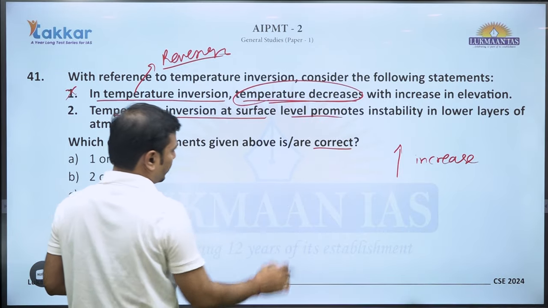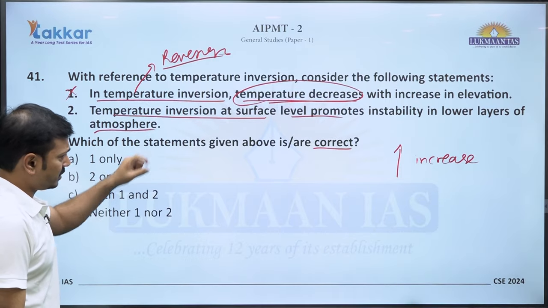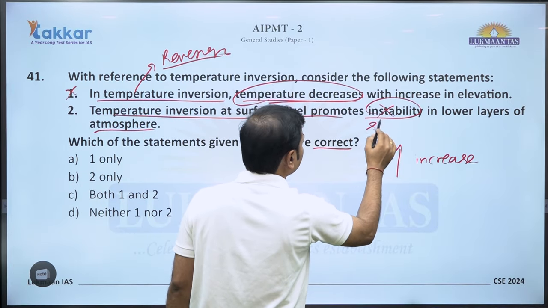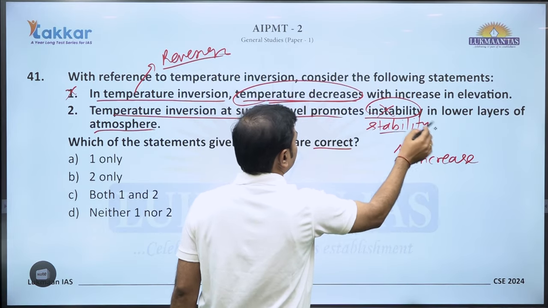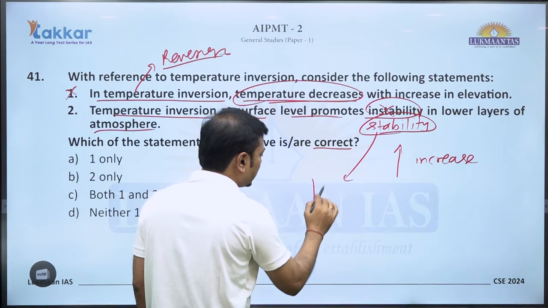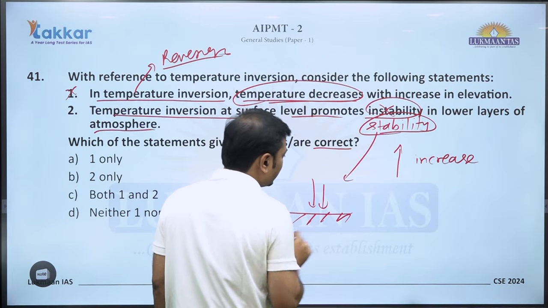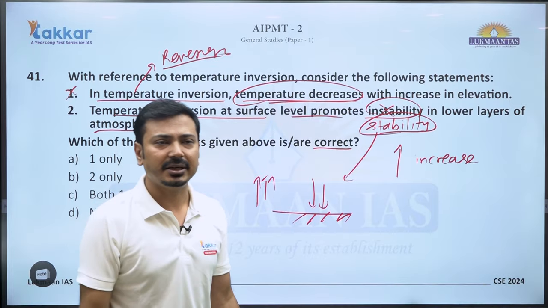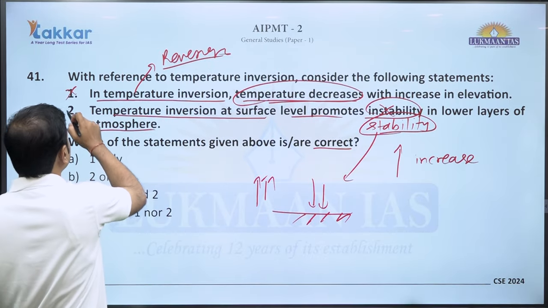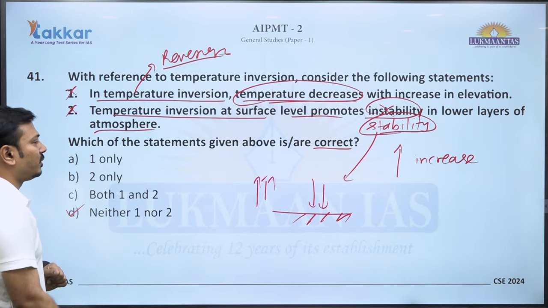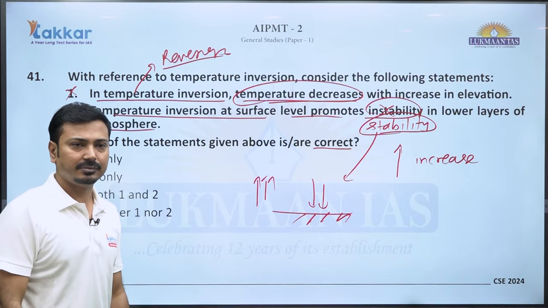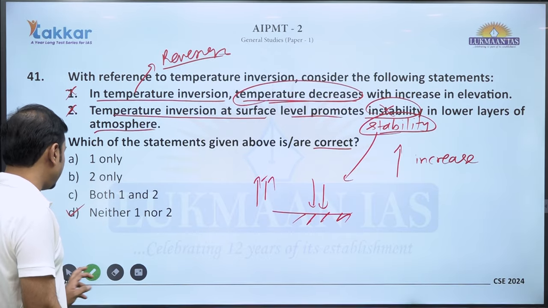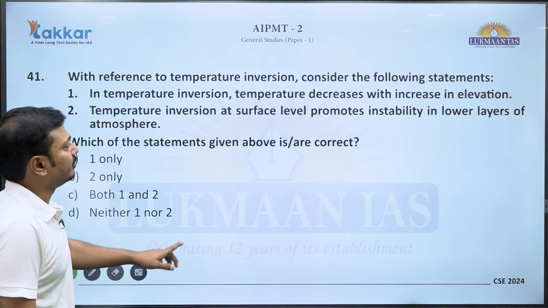Temperature inversion at surface level promotes instability in lower layers of the atmosphere. So we know that it promotes stability. Stability means we can say that the wind is subsiding down and staying near the ground. In instability, the wind will move up and there will be condensation and precipitation. So this promotes aridity, we can say. This is also an incorrect statement. Neither one nor two is the correct statement here. D is the correct answer. So both statements demand some conceptual understanding. Although this is a basic understanding of temperature inversion, which was also asked in the 2013 mains examination.